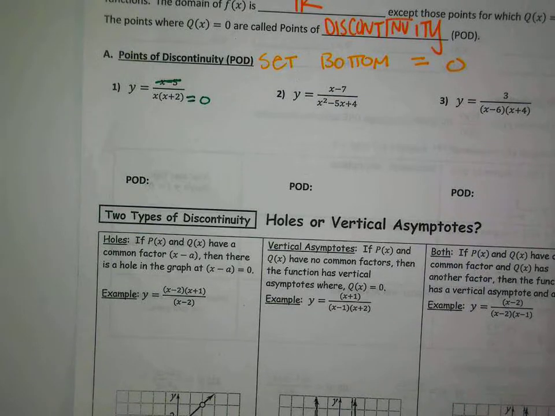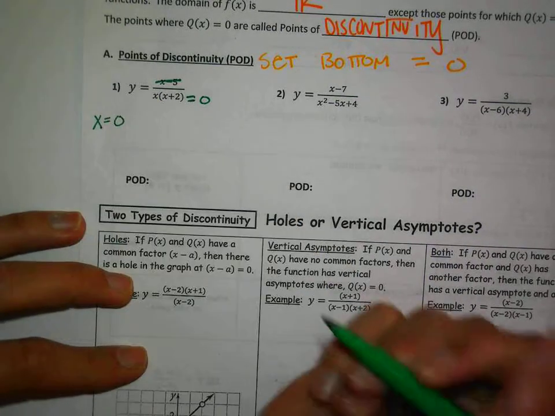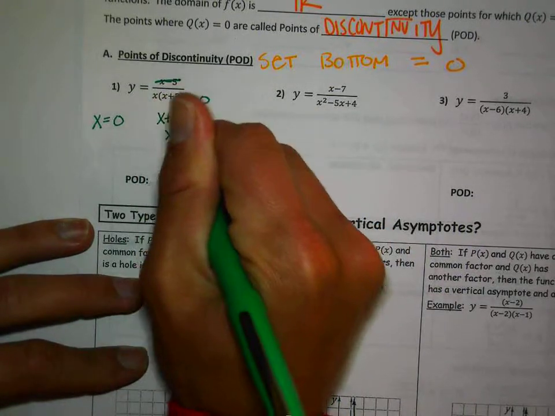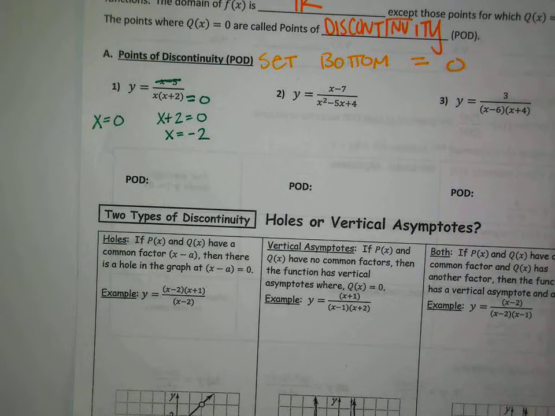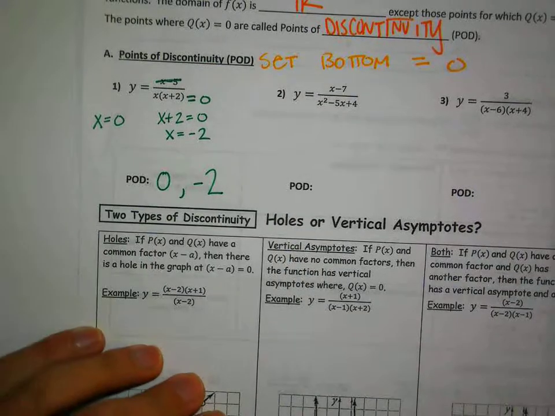So I'm going to set the bottom equal to 0. And I have to set all of my factors equal to 0. So anything that has an x gets set equal to 0. So this x by itself gets set equal to 0. And then the x plus 2 gets set equal to 0, which gives you x equals negative 2. Don't worry about the top at all. Can you have one that is continuous, but has a point of discontinuity? No, if it has a point of discontinuity, it's not a continuous function. So your points of discontinuity are 0 and negative 2.